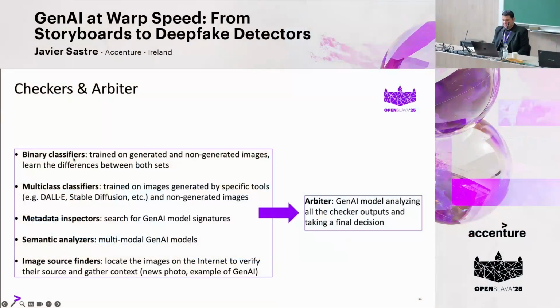Okay, let's go back here. So regarding binary classifiers and multi-class classifiers, if you have errors, you can add the properly annotated images into your training set and retrain those models in order to make them more robust. For the metadata inspector, that's a rule-based system, right? There is no mistaking there. Either you find the signature of the generative tool or not. So there are not going to be false positives or false negatives due to metadata.